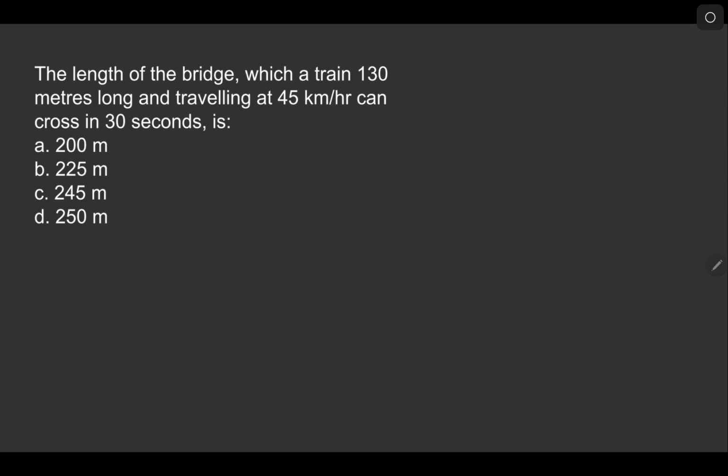The length of the bridge which a train 130 meters long and traveling at 45 kilometers per hour can cross in 30 seconds is. So they want us to find the length of the bridge. So again, the total distance traveled equals the speed into the time. Speed is 45 kilometers per hour, which is nothing but 12.5 meters per second, into the time, which is 30 seconds. This gives us 125 into 3, which is 375.